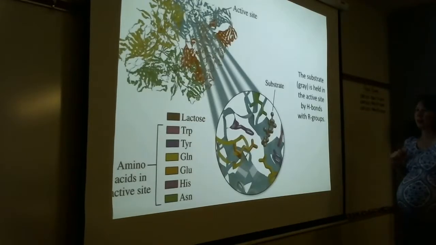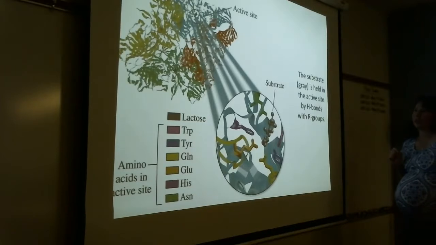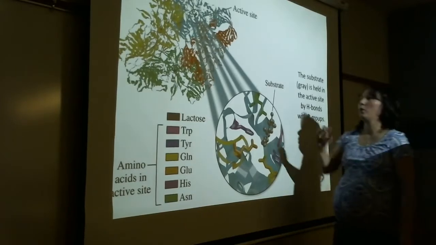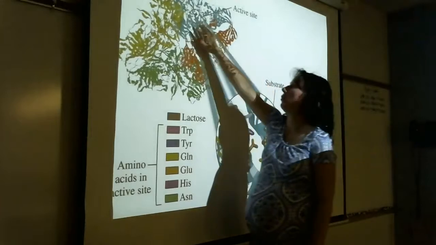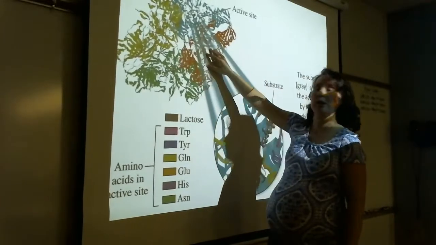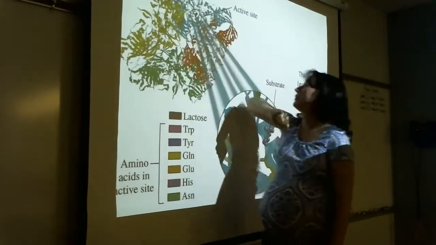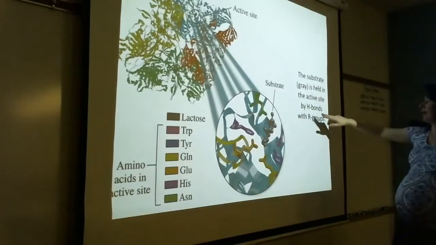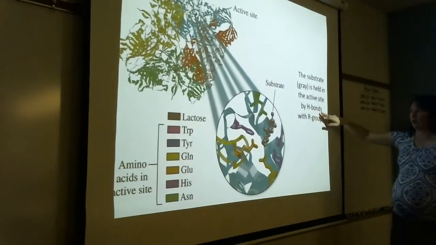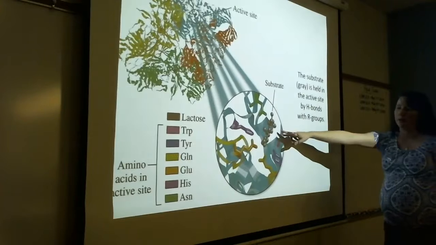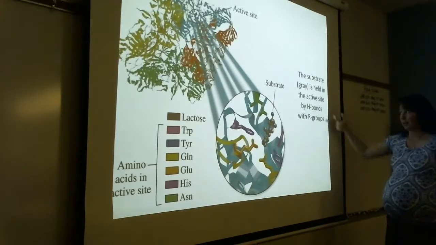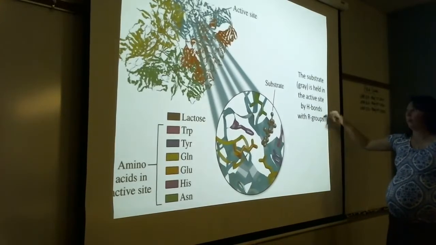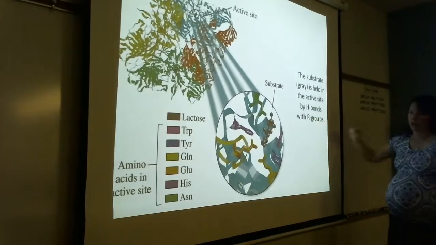Okay, so here's a nicer picture, right? Just showing, this would be a quaternary structure, right? Because it's got 1, 2, 3, 4 subgroups here. And so there's the active site, right? And again, hydrogen bonding is what's holding this substrate in place. Now, are all active sites going to be maintained by hydrogen bonds? No, but they are going to be maintained by R group interactions, right?